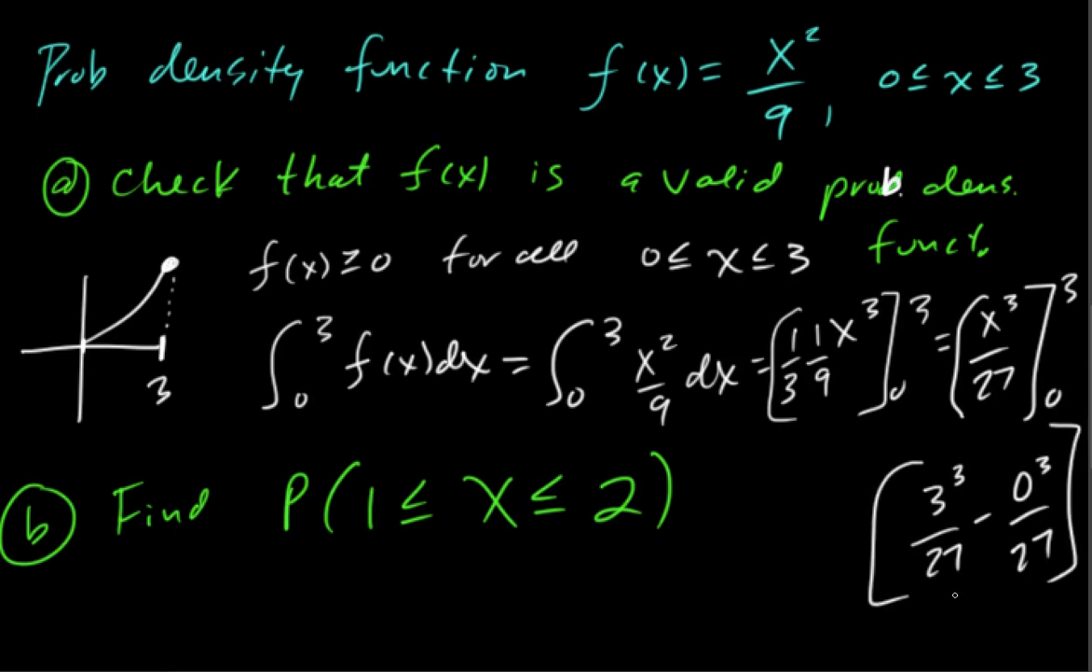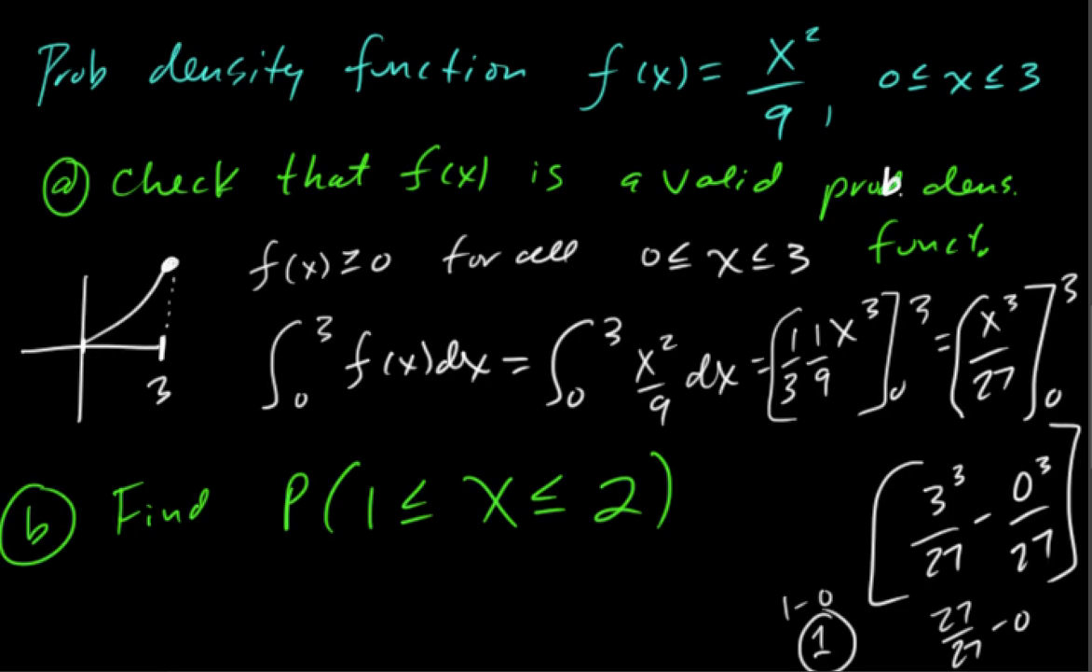3 cubed is going to be 27 minus 0, and so we get 1 minus 0, which is just 1, and so we know that this is a valid probability density function.